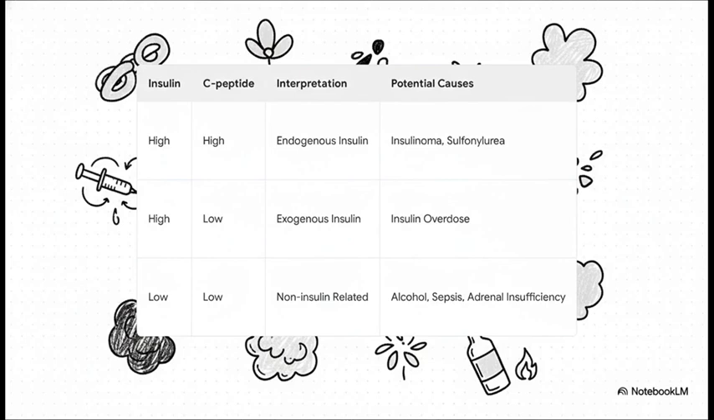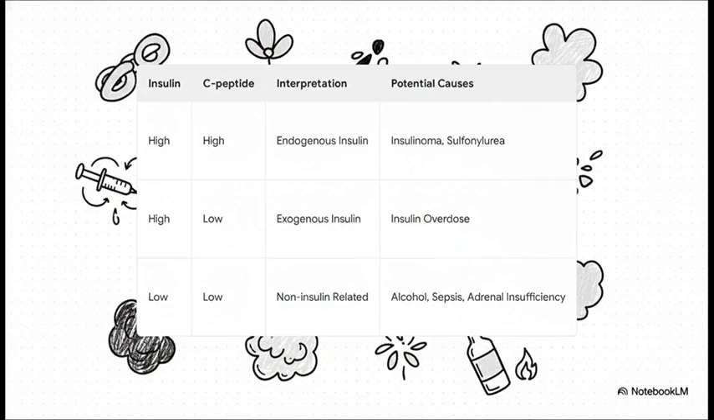All right, this table right here, this is extremely high yield for exams. So let's walk through it together. Scenario 1, you get back labs that show high insulin and high C-peptide. Well, since the C-peptide is high, we know the insulin has to be endogenous, coming from inside the body. This immediately points you towards an insulinoma or maybe sulfonylurea use.